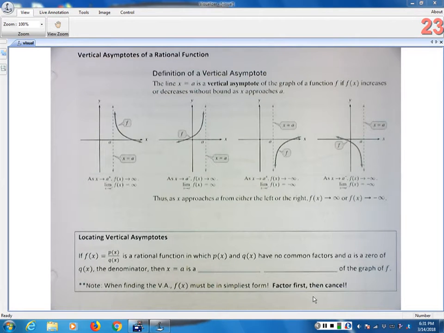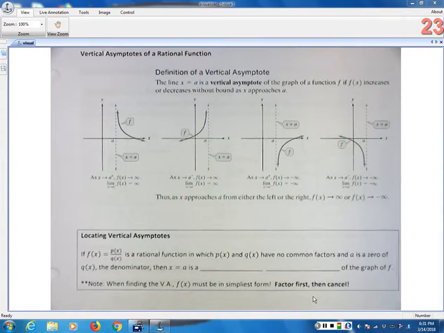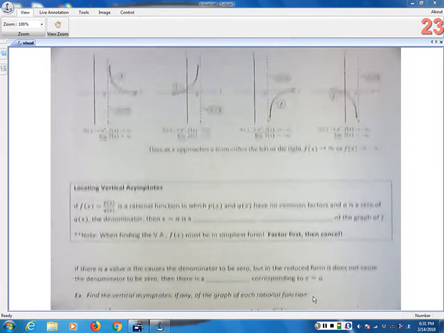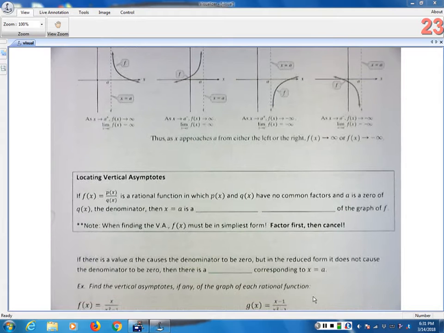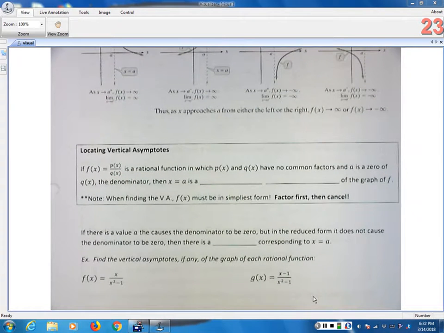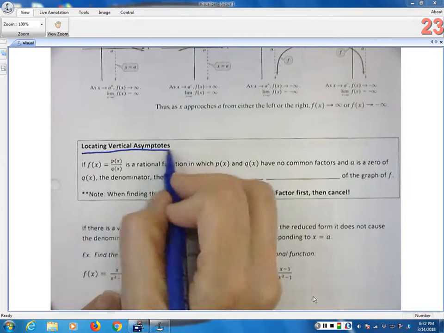So that's the definition of a vertical asymptote. What we really need to know is how to locate these things. It's important that you know what it is, and that is the equation of a vertical line, and the graph can never cross its vertical asymptote. So how do we locate vertical asymptotes? Here's the most important part of this.